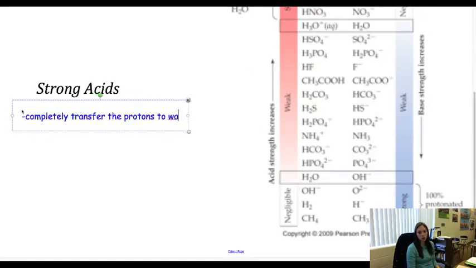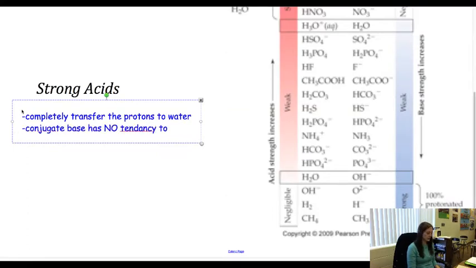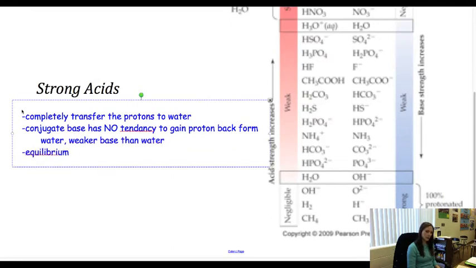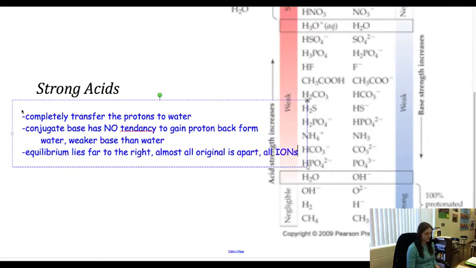It's usually, we talk about, to water. The conjugate base has no tendency to gain the proton back from water, which means that it is a weaker base than water. My equilibrium lies far to the right. It's almost all original acid is apart, which means I'm pretty much all ions.